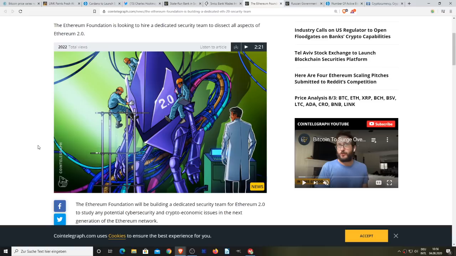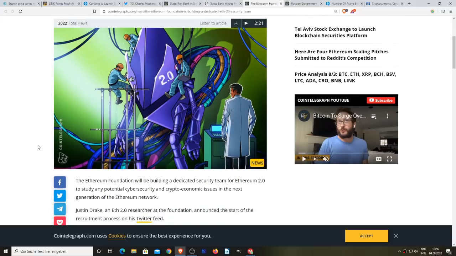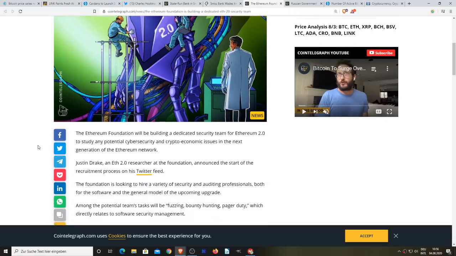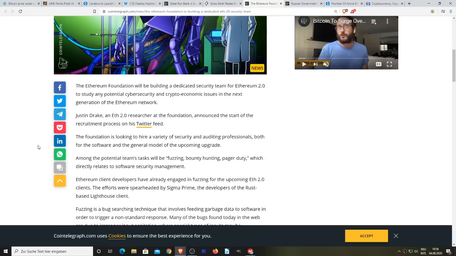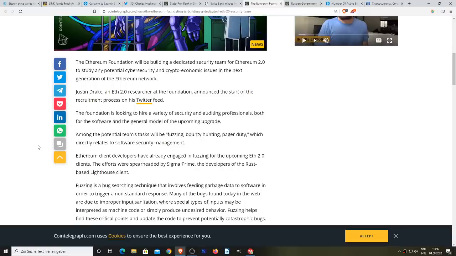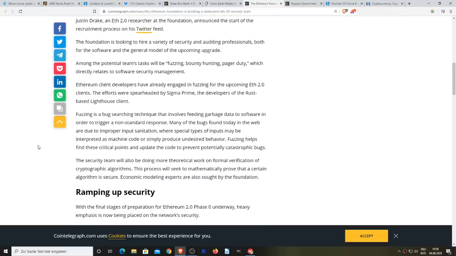Next up, the Ethereum Foundation will be building a dedicated security team for Ethereum 2.0 to study any potential cybersecurity and crypto economic issues in the next upgrade. Justin Drake, an Ethereum researcher at the foundation, announced the start of the recruitment process on Twitter. The foundation is looking to hire a variety of security and auditing professionals, both for the software and general model of the upcoming upgrade. Among the potential team's tasks will be fuzzing, bounty hunting, and pager duty, which directly relates to security management, software security management. I think that was the only major thing.